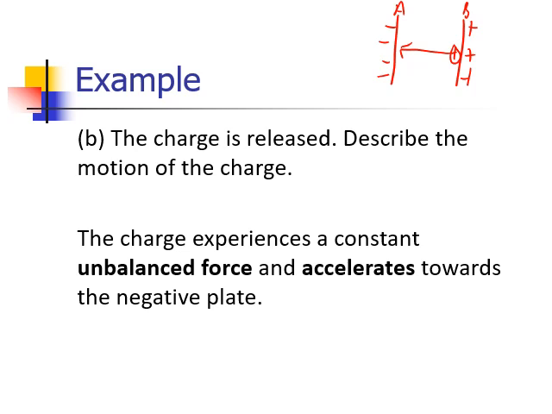Okay, it's important that you get the details. So you need to say there's a constant unbalanced force. You notice I didn't actually say that because remember, it's the unbalanced force that matters, not just the force that's acting, because the object will move in the direction of the unbalanced force. And we can also say that there's a constant acceleration. And then we have the direction.